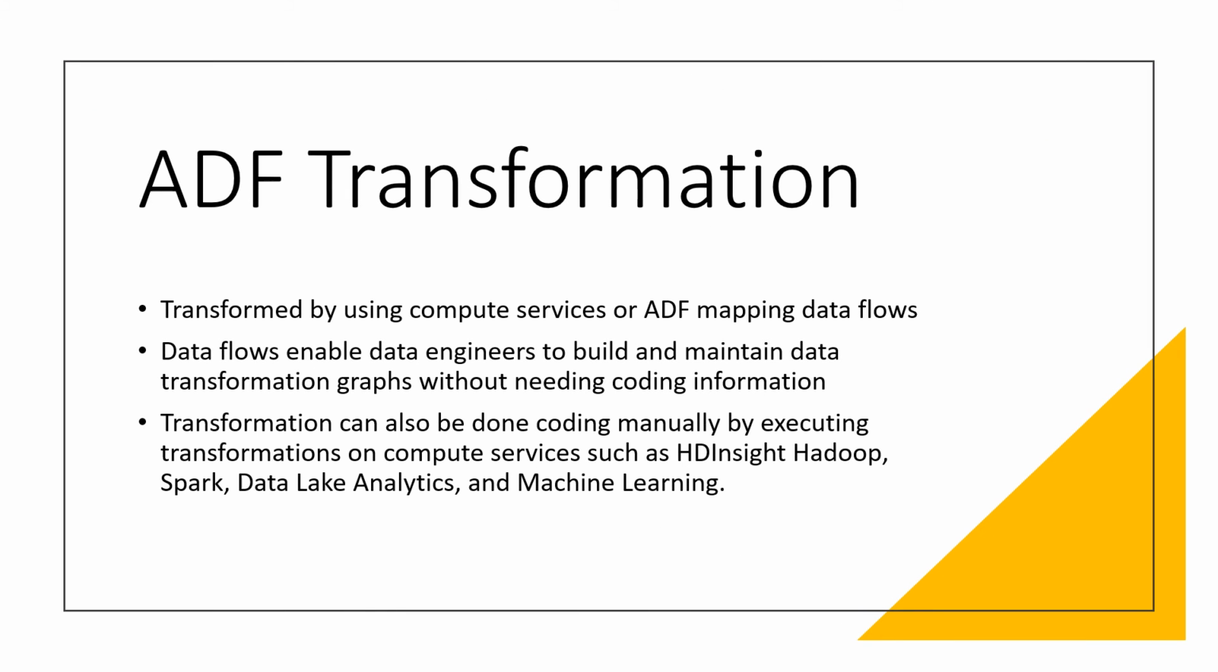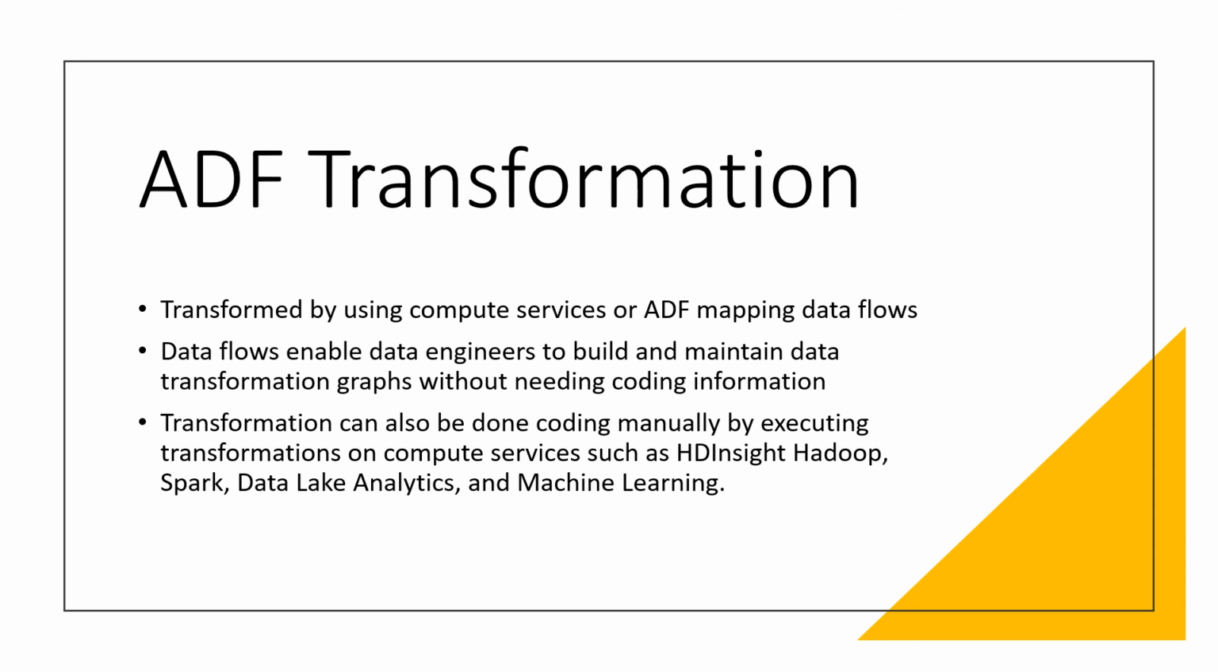After data has arrived at a centralized location, which is called the staging place, it can be further analyzed or transformed by using compute services or ADF mapping data flows. It can be done in two ways. Either use data flows from ADF Designer. Data flows enable data engineers to build and maintain transformation graphs without needing coding information. Or it can also be done by coding manually to execute transformations on compute services such as HDInsight, Hadoop, Spark, Data Lake Analytics, and machine learning.